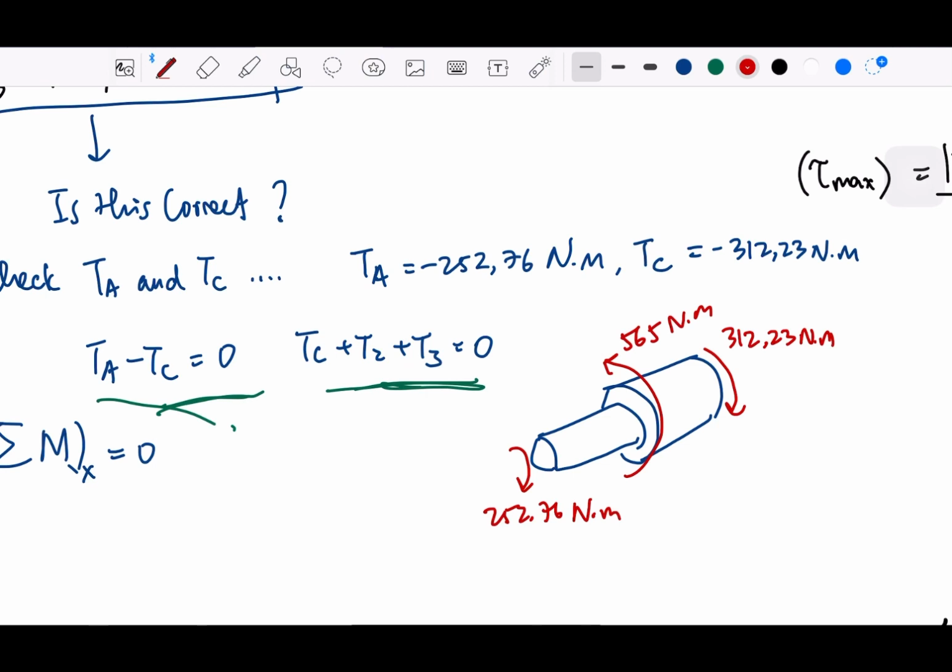Actually, in your chapters 2 and 3, you could also do the same thing. You can check the equilibrium. If something makes the equilibrium not 0, then maybe there is some miscalculation in the middle, or maybe in the process. Okay, that's it for the indeterminate torsion.